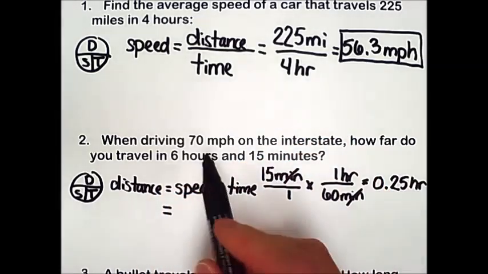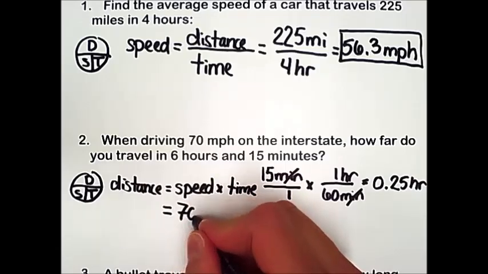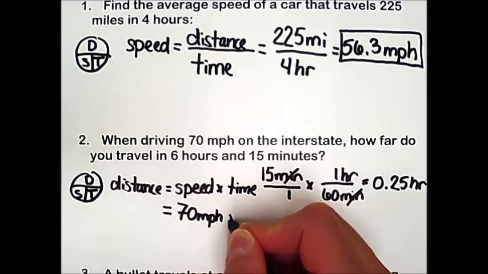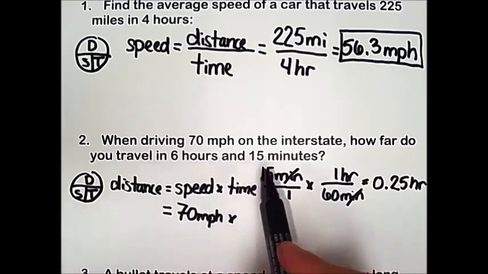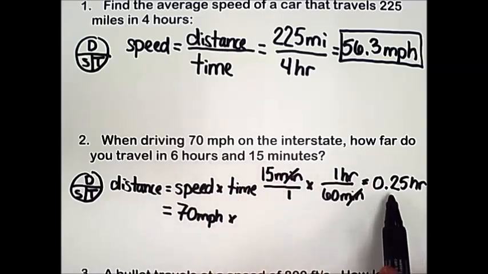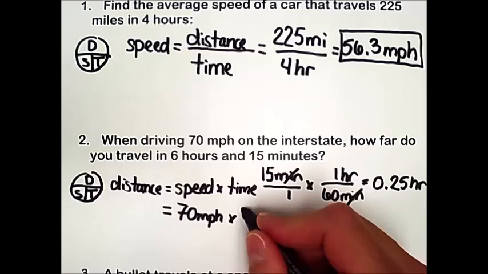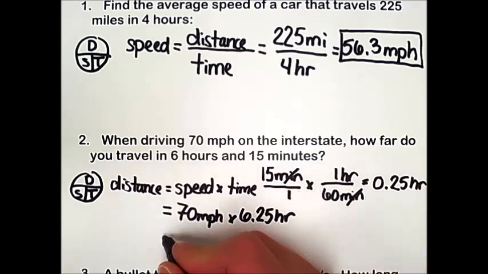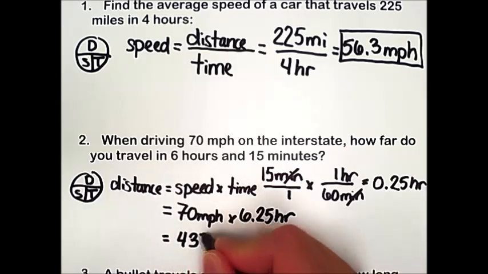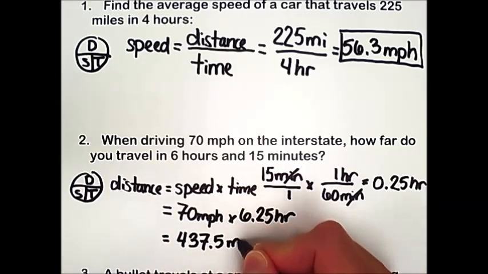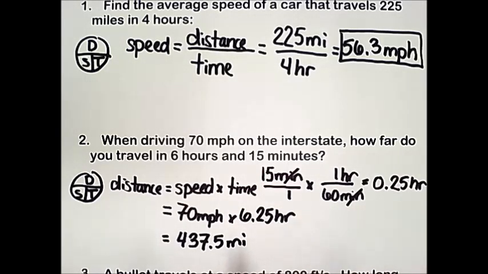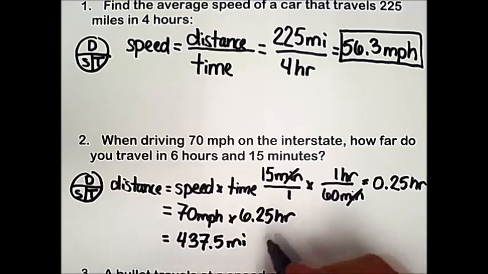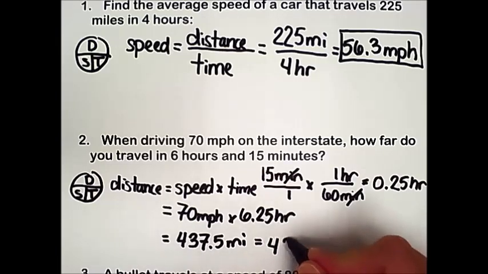So in this problem, our speed is 70 miles per hour, and our time is 6 hours and 15 minutes, which we found 15 minutes is 0.25 hours. So our time is 6.25 hours. Multiplying those two numbers together, we get 437.5 miles. However, we need to make sure that we round to 3 significant digits, so we need to round to the ones place. So this becomes 438 miles.